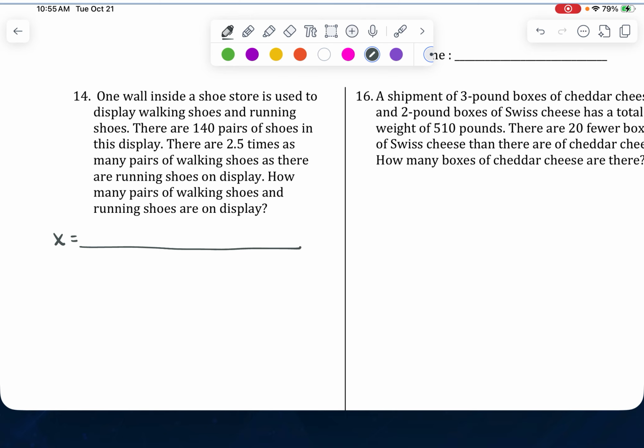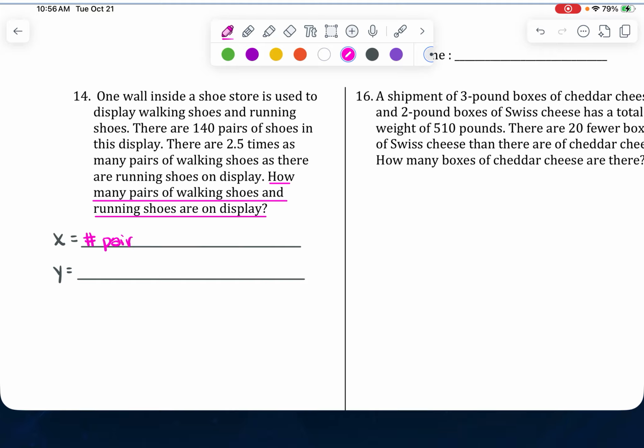Okay, so we're just going to start. It's the same steps over and over again. No matter how wordy it is, always start by identifying your variables, which again comes from your question. Variables are your unknowns, and the question tells us what we are trying to know. So how many pairs of walking shoes? I'm going to do X as number of pairs of walking shoes, and then Y as number of pairs of running shoes.